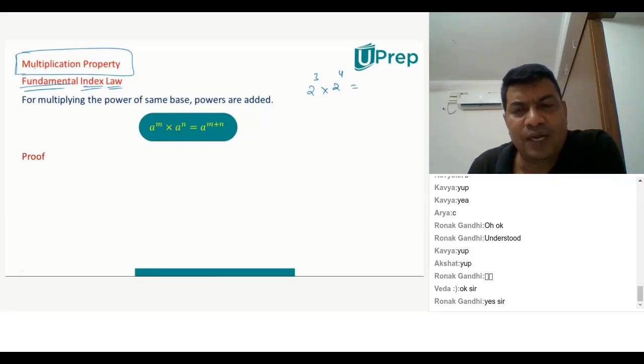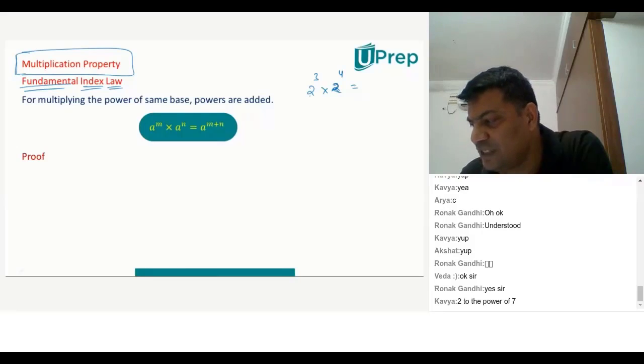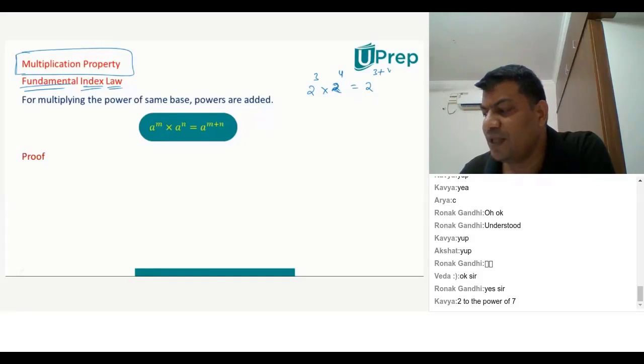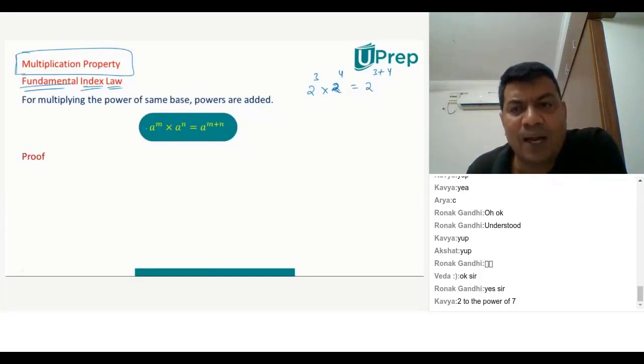So 2 to the power of 3 into 2 to the power of 4, wherein the first thing you have to know is the base should be the same. If the base is the same, we say 2 to the power of 3 plus 4. That's what this formula is saying. A power m into a power n is a power m plus n. But how is it so?